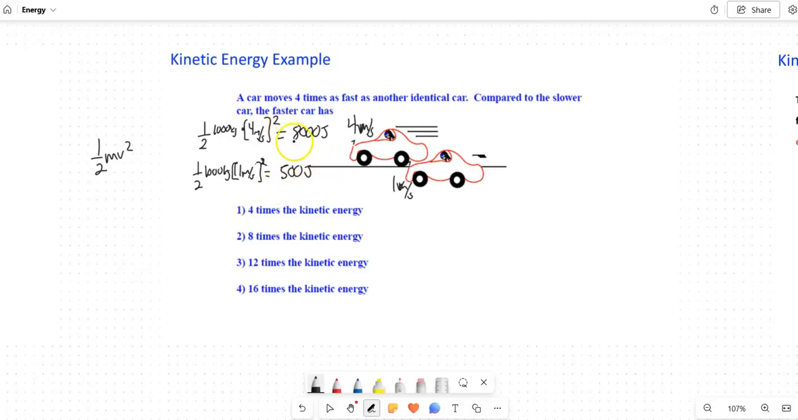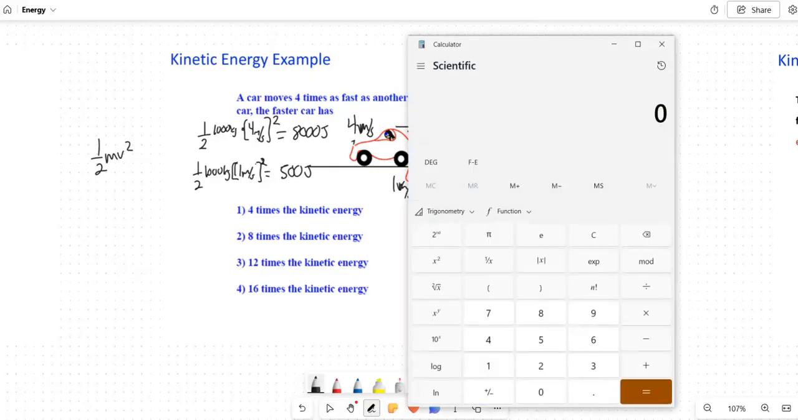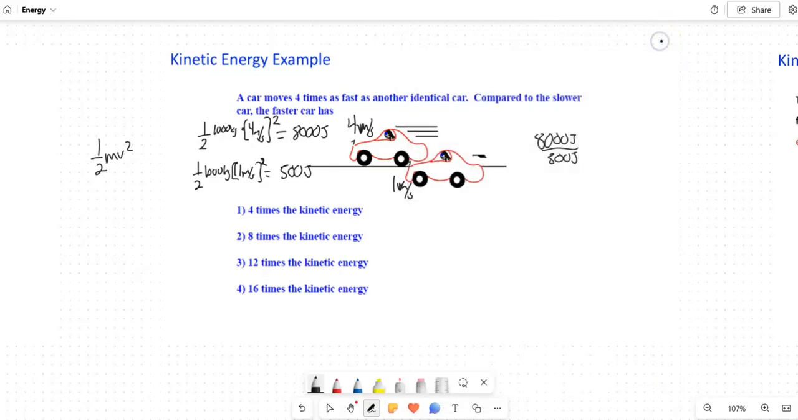Now, if we compare those two things, if you take 8,000 joules and divide it by 500 joules, well, let's figure out what that is. 8,000 divided by 500 is 16. So the top car has 16 times more kinetic energy than the bottom car. Okay, so the correct answer was 4, right?